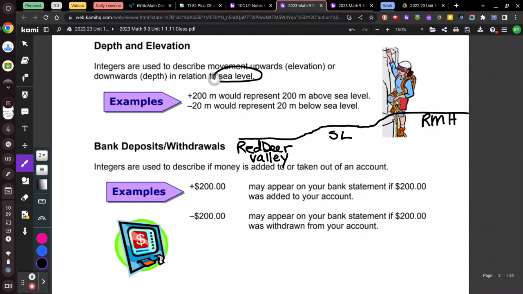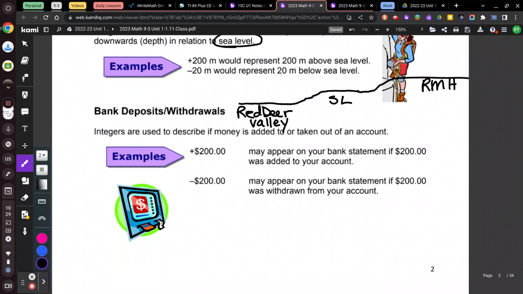Everything is always compared to sea level being 0. Then we talk money. Money is the other situation. So when you put money in the bank, it's a plus. When you take money out of the bank, it's a negative. So if we deposit, deposits are positive.